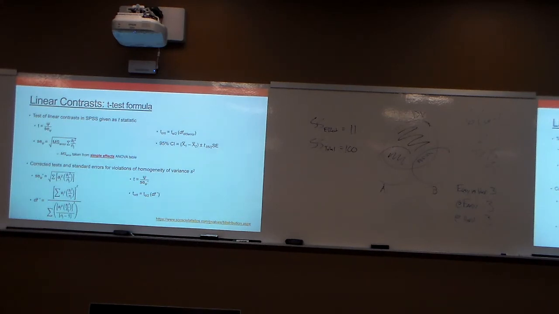Now, if I have a perfect design where I don't have any violations of homogeneity of variance, everything's balanced, tradition would say that I can capitalize and just use my mean squared error out of my overall factorial design. Right? The problem is, how is my mean squared error?